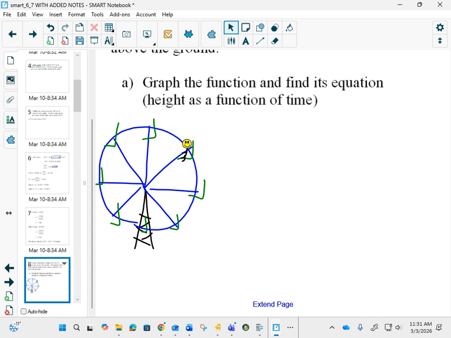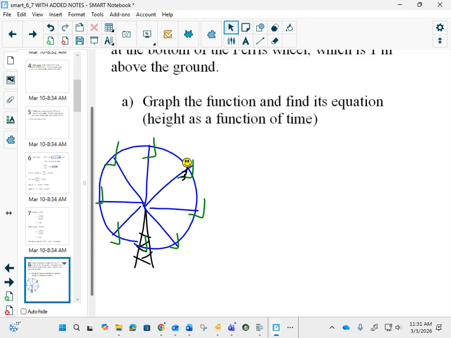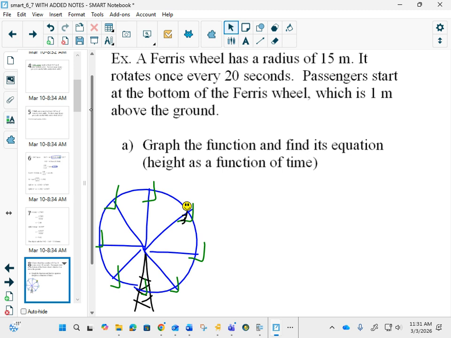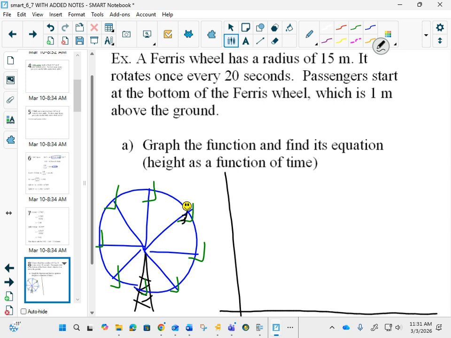Okay. So we need to graph this equation based on the information that we've done. So I've drawn the picture here, and with the picture right beside it, I'm going to draw my x and my y axes. My x-axis is going to be the ground. The Ferris wheel has a radius of 15 meters. It rotates once every 20 seconds. Passengers start at the bottom. Very good idea. Not good to catapult them to start at the top. So they start at the bottom.